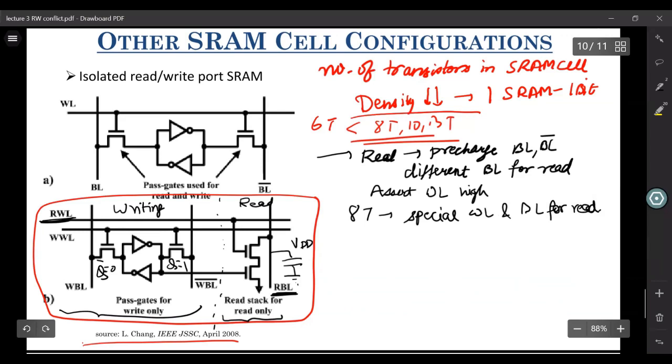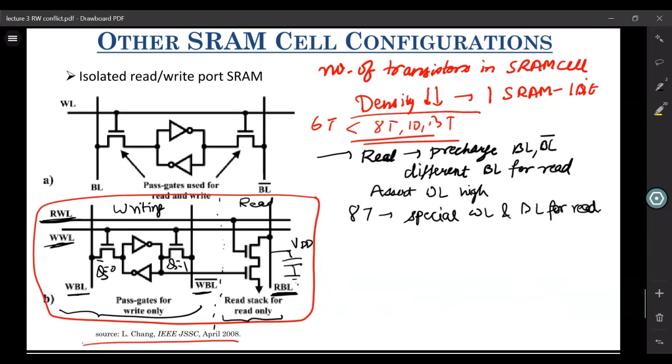And it has special word line and bit lines for write as well, which we'll discuss later. So first let us focus on this read word line, which we have to assert high, and this read bit line, which is already precharged to VDD. Let us say that our cell is precharged to Q equals 1.